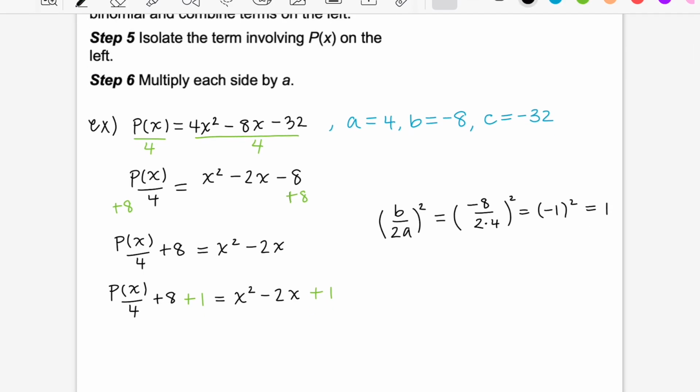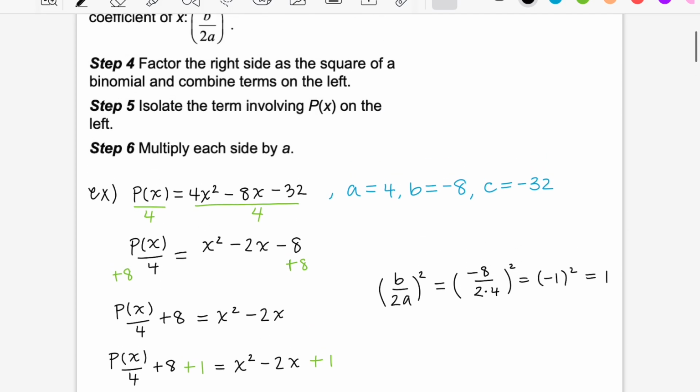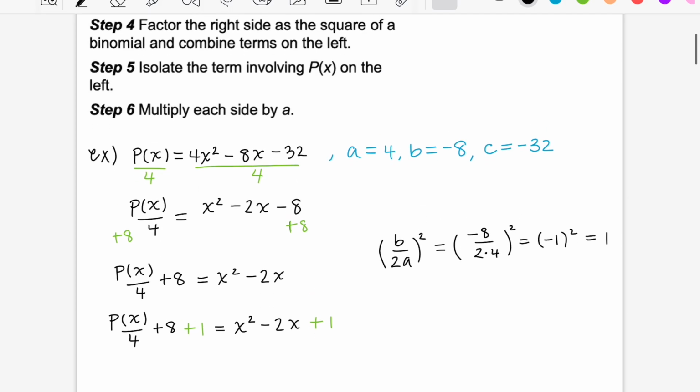All right. We're going to simplify this a little bit. We'll get p of x over 4 plus 9 on this side. And then we want to factor the right side as the square of a binomial and combine the terms on the left. So we just combine the terms on the left here, but we want to factor the right-hand side. So factoring this, we know that we need our numbers to multiply to get positive 1 and add to get negative 2. So that one's pretty simple. It's just going to be minus 1.